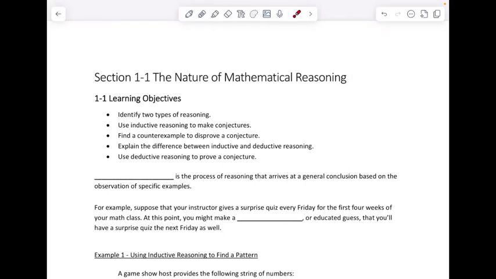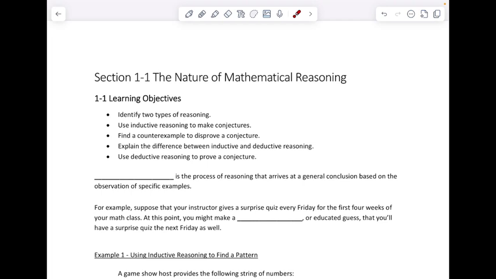The topic for this video is the nature of mathematical reasoning. Our learning objectives will be to identify two types of reasoning, use inductive reasoning to make conjectures. We'll talk about how to find a counterexample to disprove a conjecture. We'll explain the difference between inductive and deductive reasoning. And then we'll go over how to use deductive reasoning to prove a conjecture.